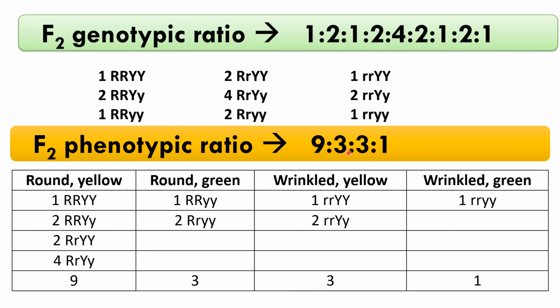So, yun yung gagawin. And then, for its phenotypic ratio, that is 9 is to 3 is to 3 is to 1. So, bakit 9 is to 3 is to 3 is to 1? Since yung isa, round siya, and then yellow, kasi dominant pareho. And then, may dalawang round, and then may yellow kahit heterozygous, pero may dominant pa rin, kaya yellow pa rin. Same with here. Dalawang round siya na heterozygous pero dominant pa rin, so round pa rin, and then yellow. Same with here. So, 1 plus 2 plus 2 plus 4, it is equal to 9. And then, ganun rin sa iba.